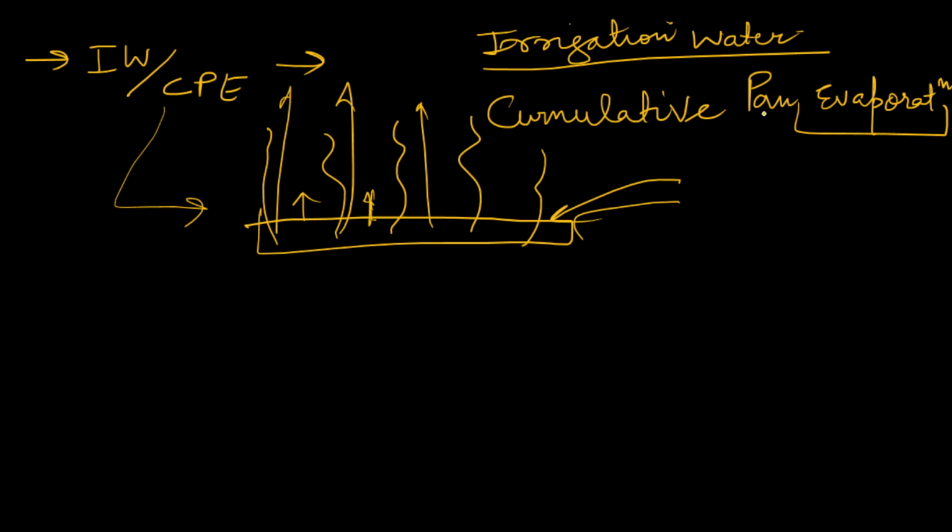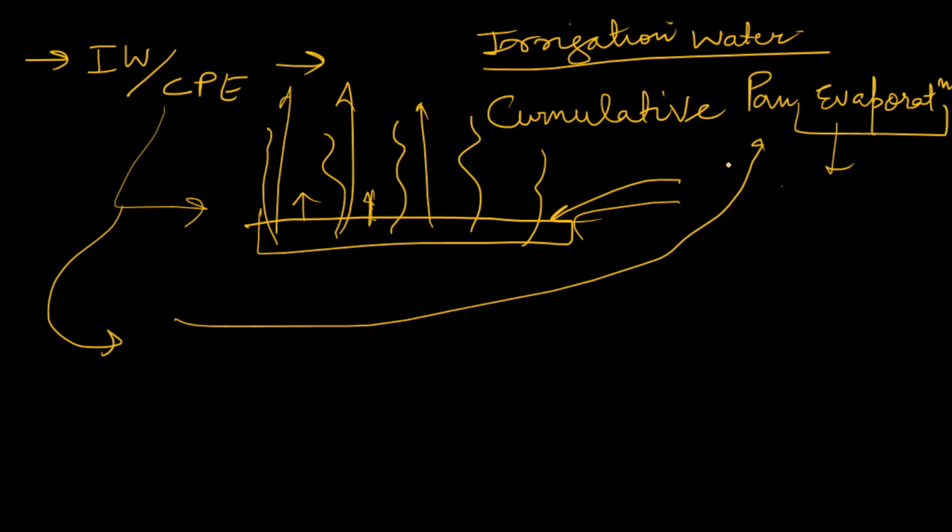And evaporation, we all know, depends on the climate of the region, either the percentage of humidity, the percentage of arid climate, the heat, sunlight, everything. Evaporation is dependent on all these things, the temperature of the region. So this is how IW by CPE ratio works. Its purpose is to manage irrigation water efficiency by looking into the evaporation percentages. So I hope you understand it.